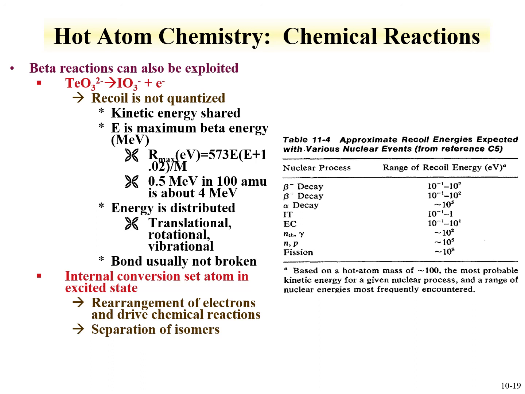Beta reactions can also be exploited in hot atom chemistry. In this case, you're just looking at recoil, and often in recoil energy, bonds aren't broken because the energy gets distributed. However, internal conversion can potentially set the atoms into an excited state, and one can utilize this rearrangement of electrons to drive chemical reactions that can be exploited to achieve the separations. And again, some recoil energies expected from various decay events are listed here. As we see, beta decay, positron decay, and fission certainly have sufficient energy to achieve separations.